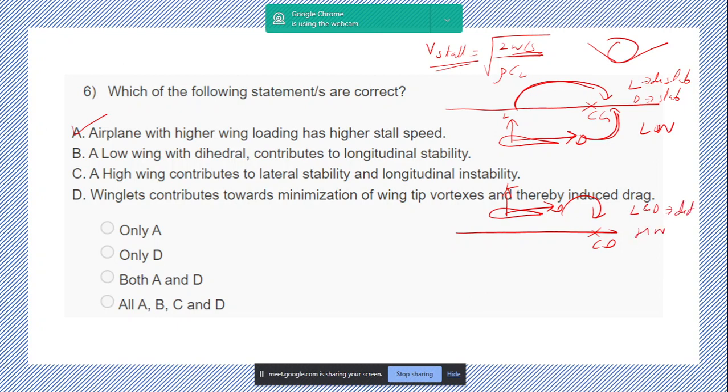So compared to a high wing, low wing contributes towards longitudinal stability with or without dihedral. Okay, and compared to even a wing at the center, if it's not a low wing or a high wing, then the drag contributes nothing towards stability. Only the lift will be destabilizing. But if you have a low wing, you have the drag that contributes towards stability, longitudinal stability, right? So a low wing with or without a dihedral contributes towards longitudinal stability because there is a small drag component that gives you a stabilizing nature.